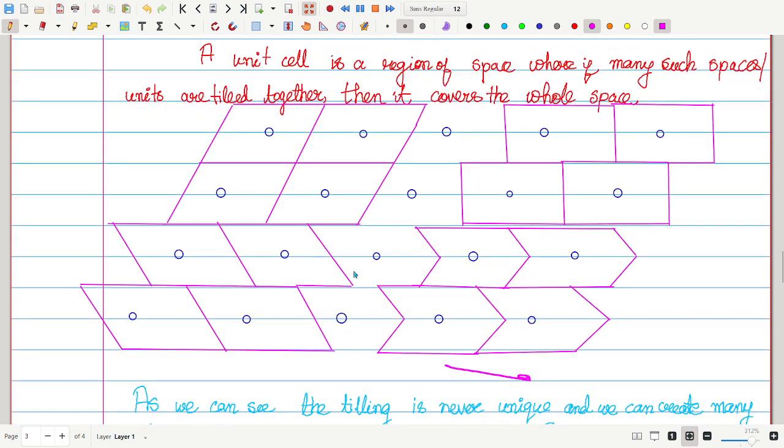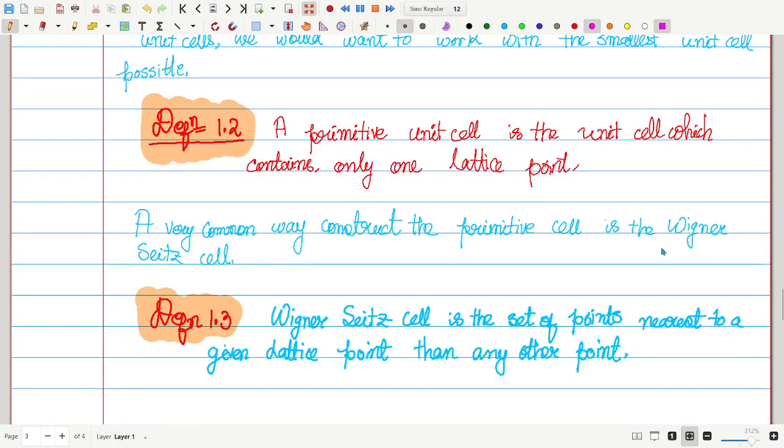In this case also, we have seen that the primitive cell contains only one lattice point. So even the primitive cell is not unique. Then we need a very rigorous way to find a unit cell which we can work with. That is the Wigner-Seitz cell. The Wigner-Seitz cell is the set of points nearest to a given lattice point than any other point.